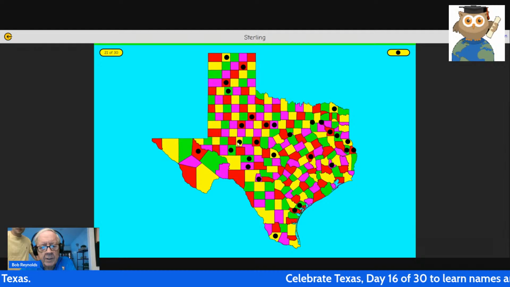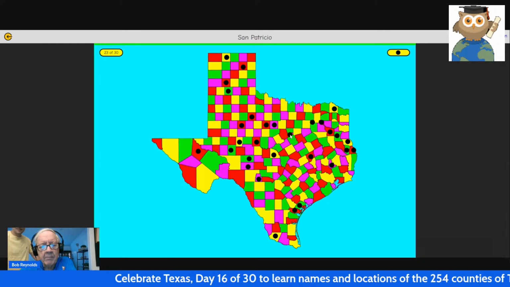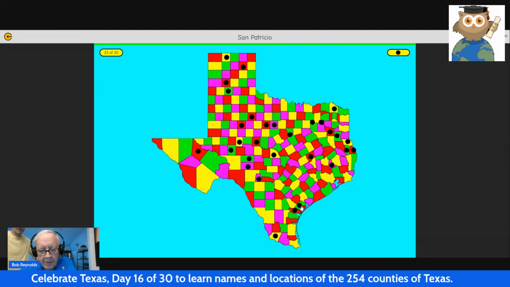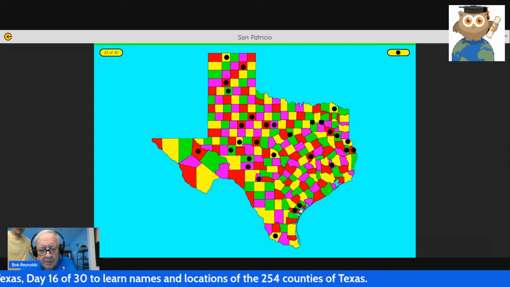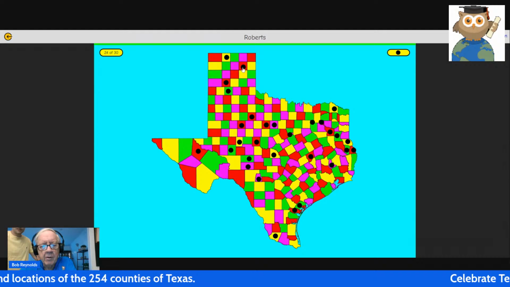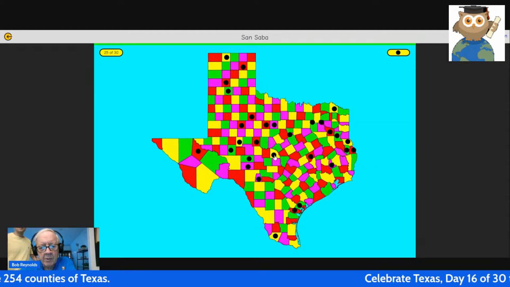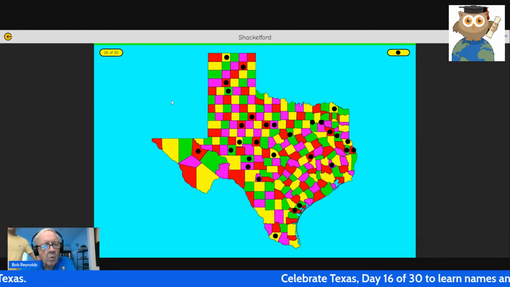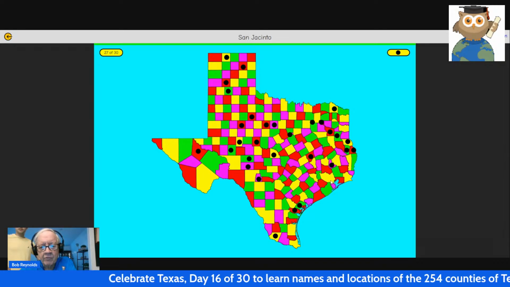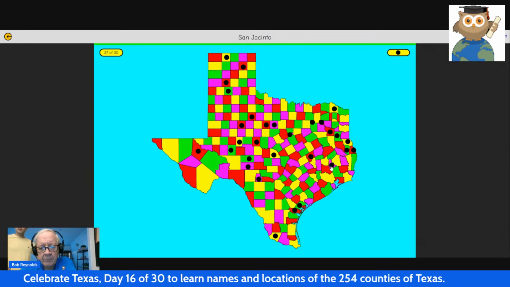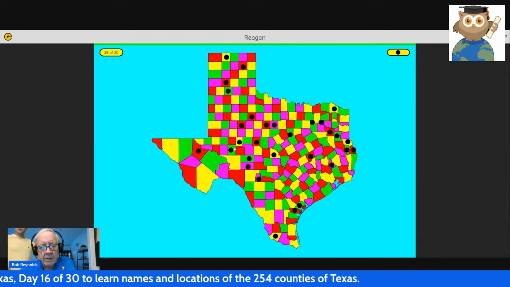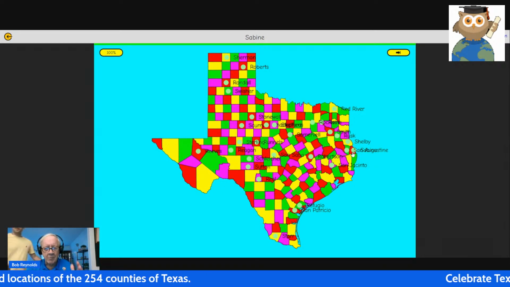It asked for Sterling, Somerville, San Patricio. This is San Patricio. Okay, Roberts, San Saba, Shackelford. We're up to 26. We've only got 4 more. Shackelford, San Jacinto, Reagan, and Sabine. Okay, it's 100%.